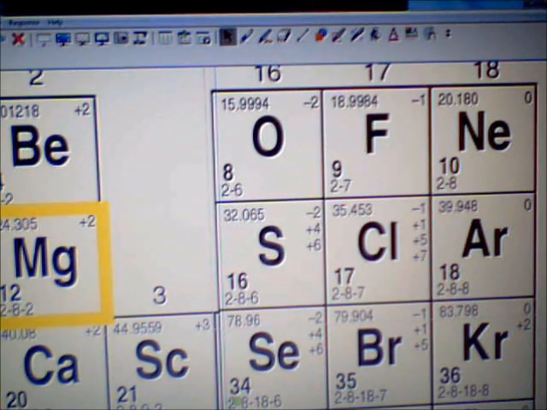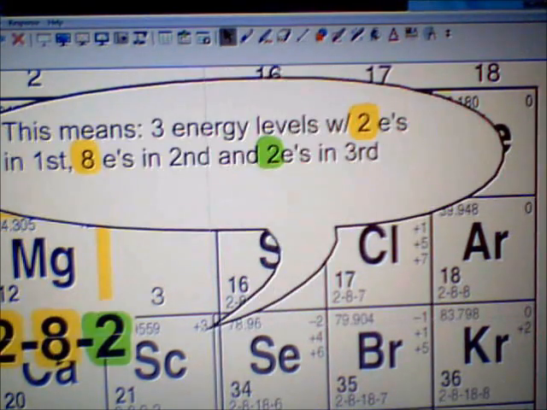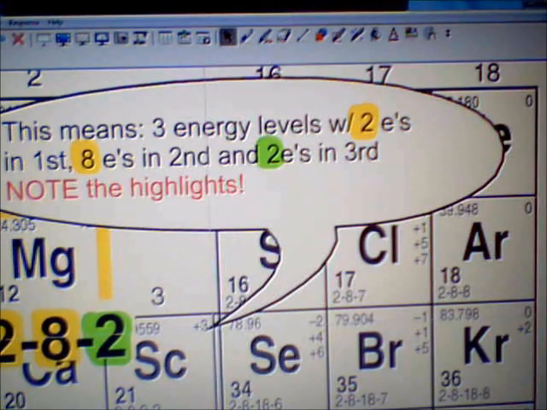We are now going to look at ions. Again, I'm looking at magnesium, and you must look at its electron configuration. Magnesium has 2 electrons in the first energy level, 8 electrons in the second energy level, and 2 electrons in the third energy level. Again, notice that I highlighted with yellow the 2 and the 8, and I have a green highlight for the 2 electrons that are in the third energy level.